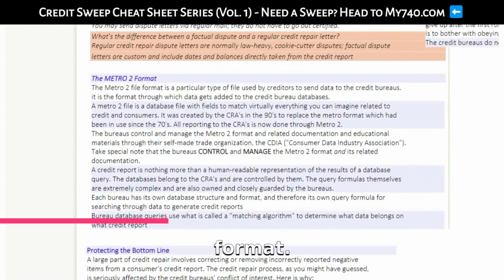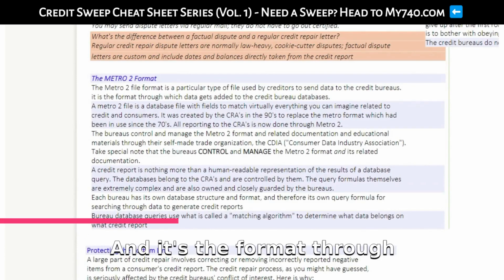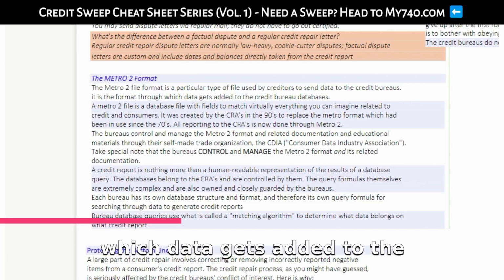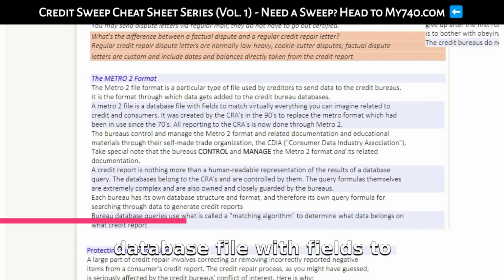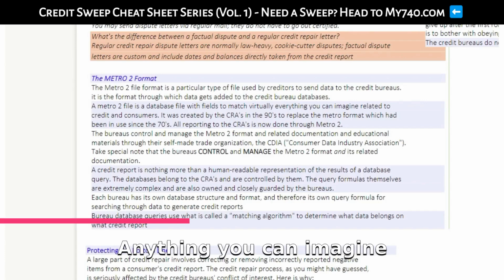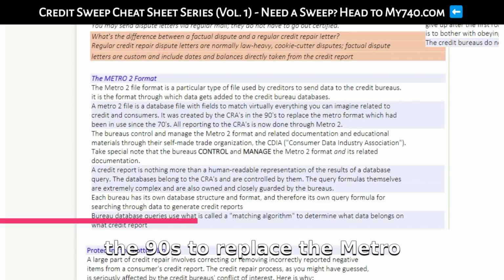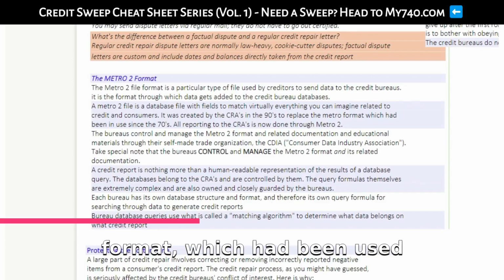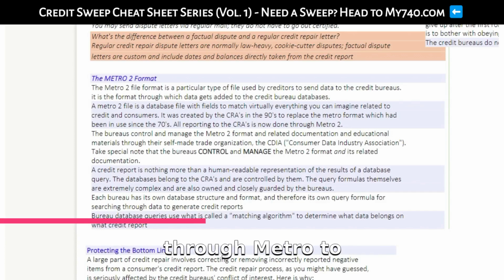Metro 2 format. The Metro 2 file format is a particular type of file used by creditors to send data to the credit bureaus, and it's the format through which data gets added to the credit bureau databases. So a Metro 2 file is a database file with fields to match virtually everything you can imagine related to credit and consumers. It was created by the CRAs in the 90s to replace the Metro format, which had been used since the 70s. And all reporting to the CRAs is now done through Metro 2.